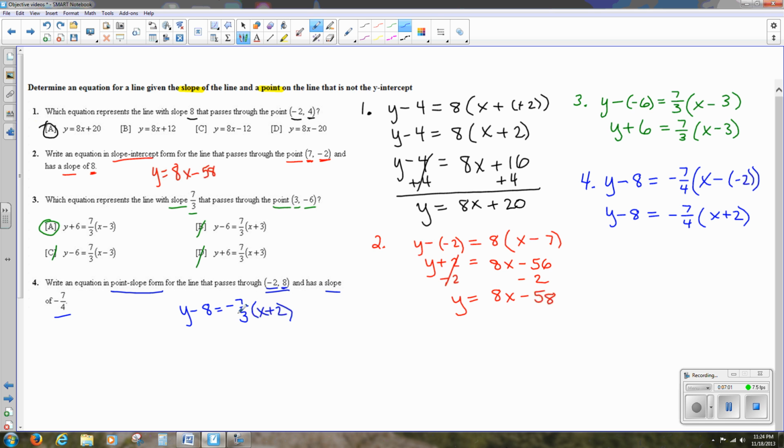Oops, 7/4. See, always check your work. Y minus 8 equals negative 7/4 times x plus 2. Good. Okay.